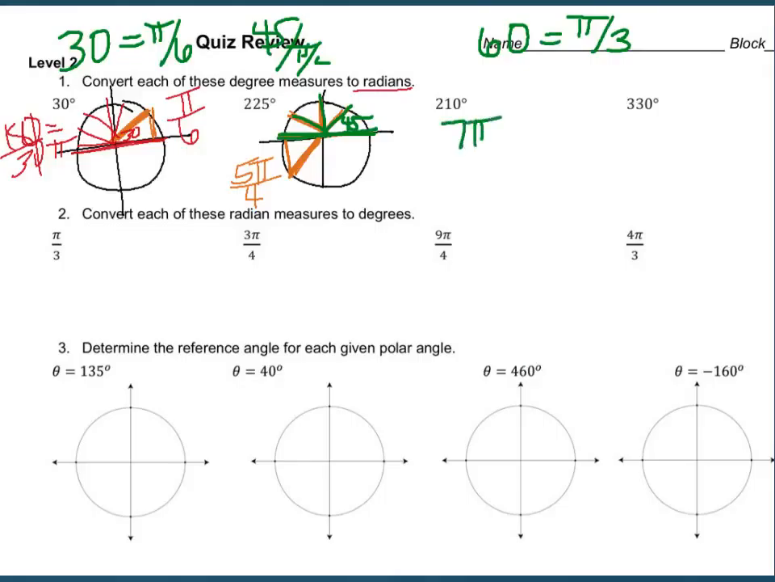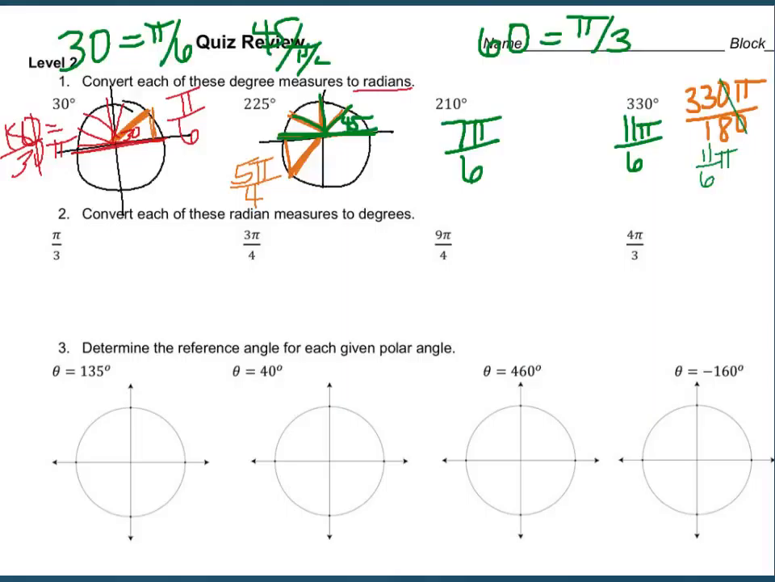210 is 7 pi over 6, because we know that a 30-degree angle is pi over 6. And 330 is going to be 11 pi over 6. If you remember from our converting video, it could have been 330 pi over 180, and you could have simplified that to get your answer, 11 over 6 pi.